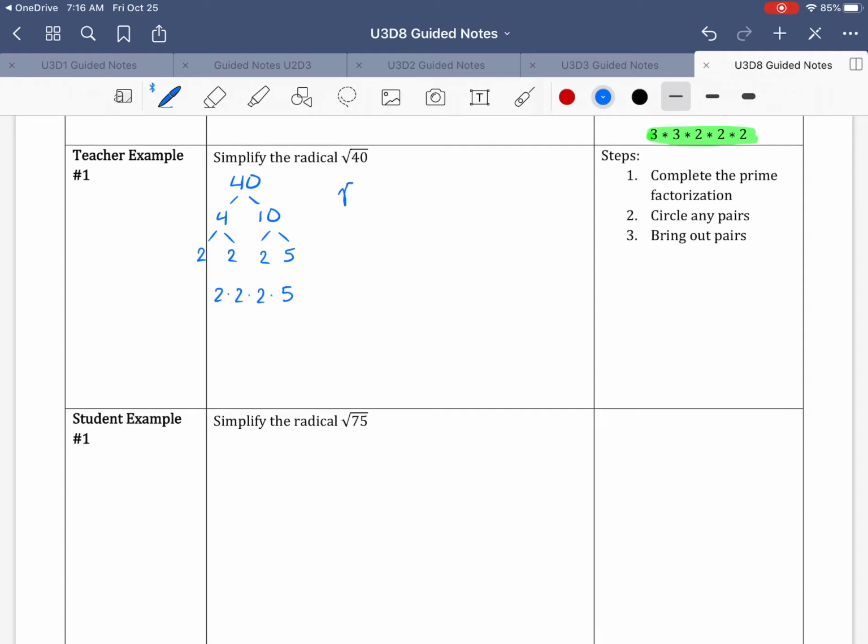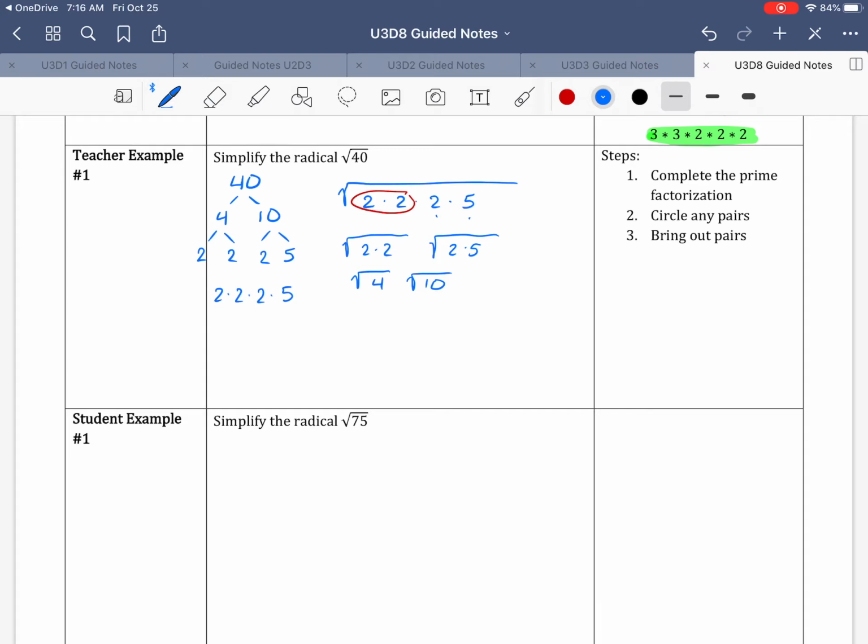So I'm going to take that and put it underneath our square root: 2 times 2 times 2 times 5. At this point, we just want to circle any pairs. So I have that 2 times 2, right? 2 and 5 here are different numbers, so we're not going to circle that. Our circled pairs we're going to put in a separate square root. 2 times 2, and then 2 times 5. Now 2 times 2 is 4, and then 2 times 5 is 10.